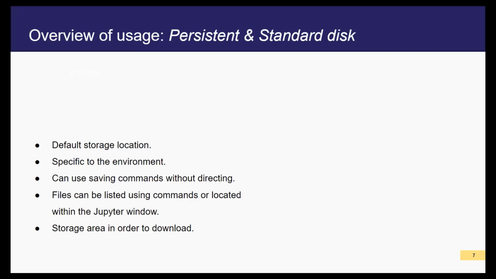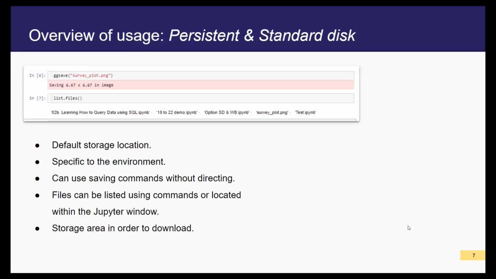Files can be listed using commands or located in the Jupyter window. And this is the staging area. This is the storage area where you must put a file if you do desire to download it onto a local device. And so I just put in a couple images of what that looks like, but we'll also have a walkthrough too. But here's an example of what a standard saving command looks like.